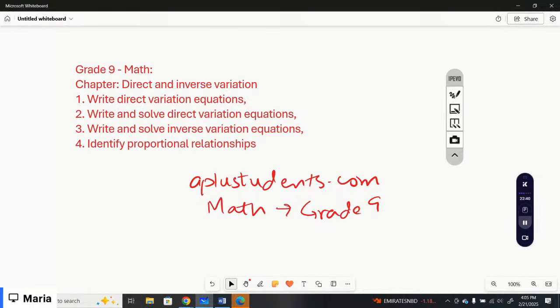We're going to start with the chapter that is direct and indirect variations. The lessons we're going to cover today are write direct variation equations, solve and write direct variation equations, write and solve inverse variation equations, identify proportional relationships.